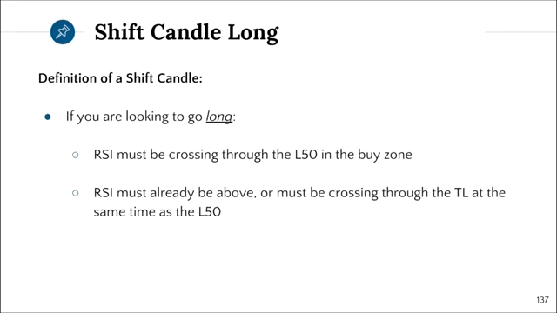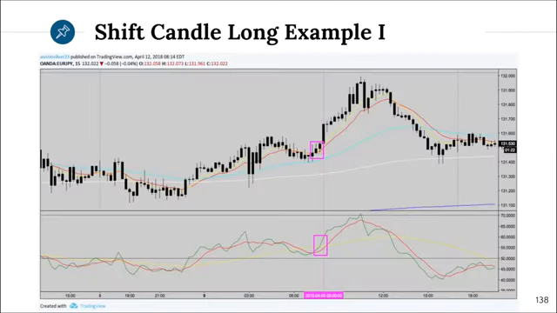If you're looking to go long with a shift candle, the RSI must be crossing through the liquid 50 in the buy zone. The RSI must already be above or must be crossing through the trend line at the same time as it's crossing through the liquid 50. Write that down. RSI must be crossing through the liquid 50 in the buy zone and must be above or crossing through the trend line as well in order to go long.